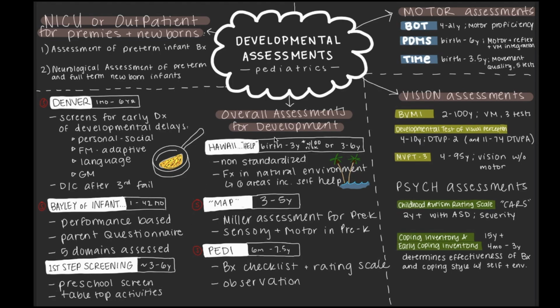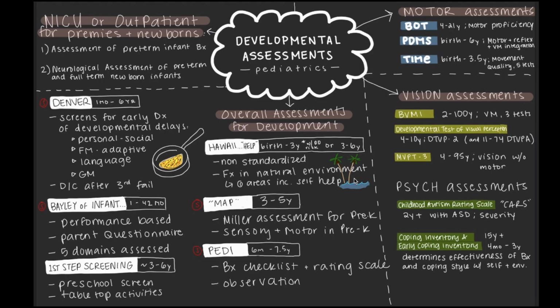Jumping over to the center column, we have the Hawaii Early Learning Profile, or the HELP. This one's really interesting because there's actually an assessment for birth to 3 years with patients with developmental delays or patients that are at risk for delays or disability. And then there's also one for 3 to 6 years old with or without a delay. And it's non-standardized. And a key point is that it measures function in natural environments.